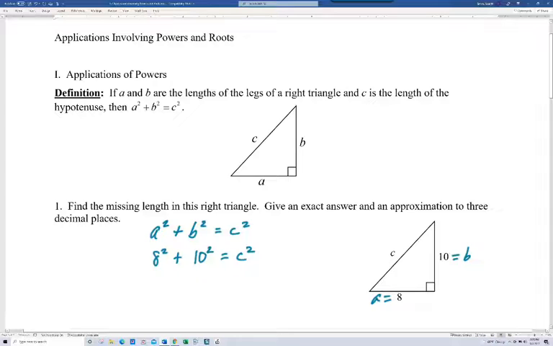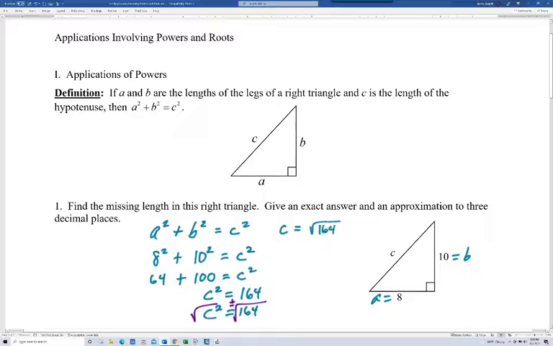We can do the math here. We get 64 plus 100 is equal to c squared. So 164 is equal to c squared. Let's take the square root of both sides. Now when we do that, we normally take plus or minus, but keep in mind we're dealing with lengths here, and so with these types of problems, we won't be concerned with negatives because lengths can't be negative. So we're going to end up getting the square root of 164.